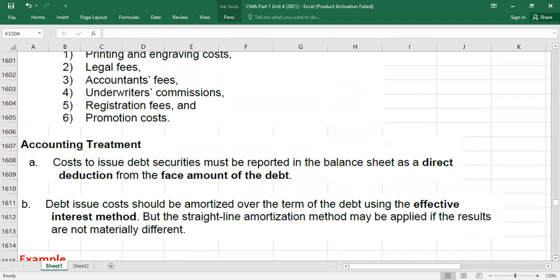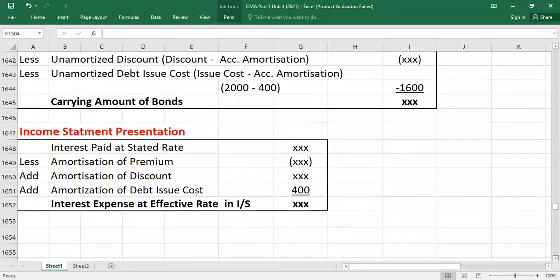This data issue cost you don't need to study. I'm just moving here.